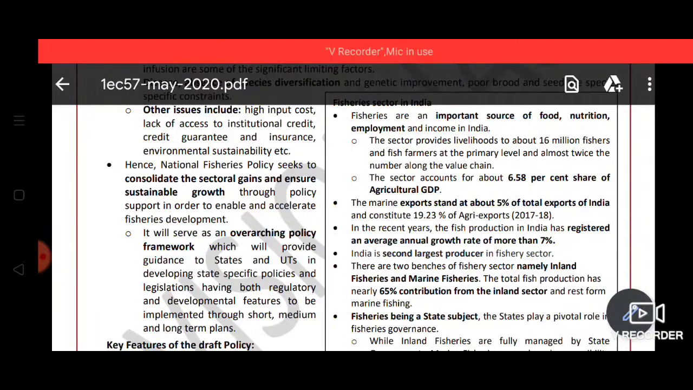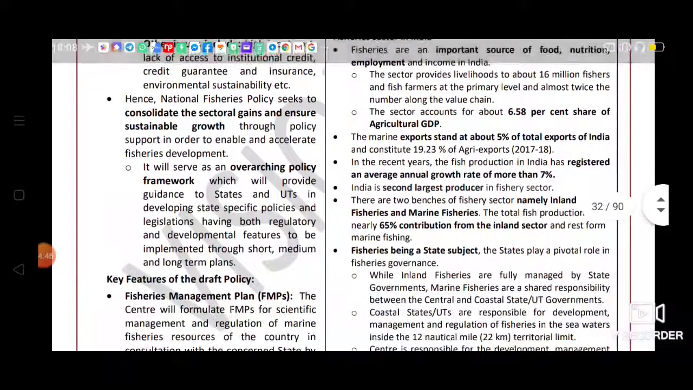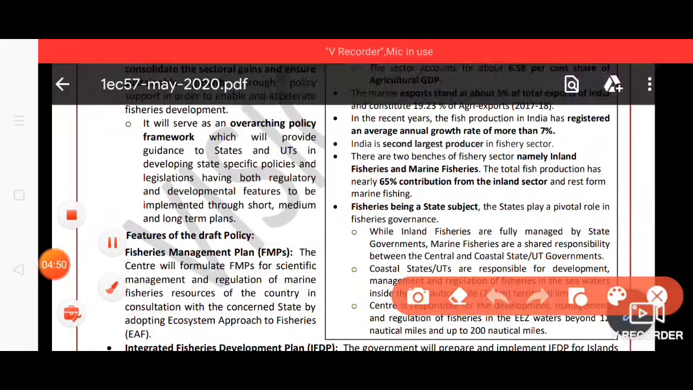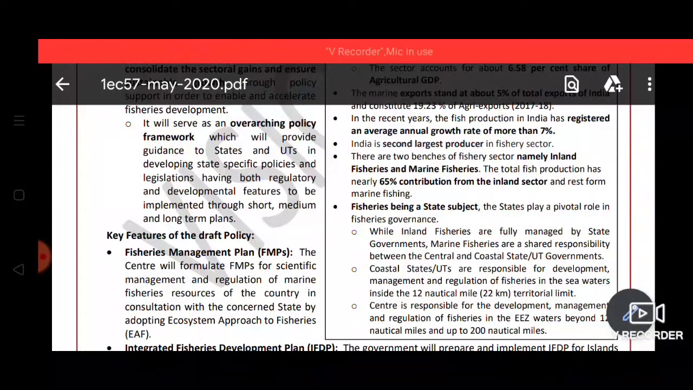There are two branches of the fishery sector, namely inland fisheries and marine fisheries. The total fish production has nearly 65% contribution from inland fisheries. So many a time the question is asked, between inland and marine which gives more, so the inland contribution is more, that is 65%. Fisheries being a state subject, the states play a vital role in fisheries governance. So just remember: 16 million, 6.58% of the agricultural GDP, 5% of total exports, 19% of agricultural exports, 7% growth. Second largest India, inland is more, 65%, and it's a state subject.